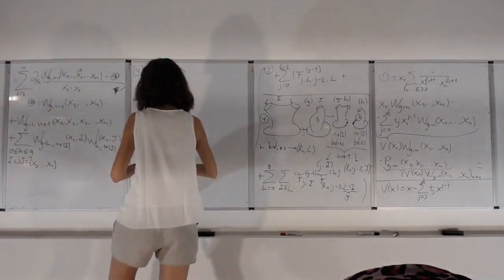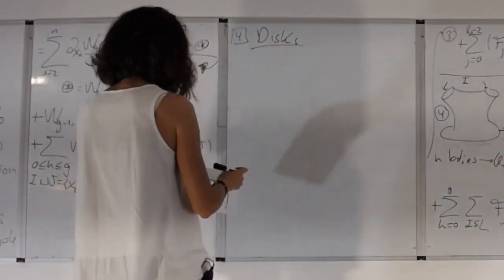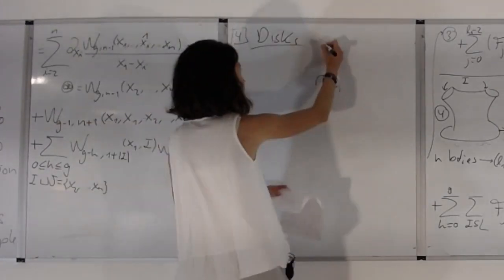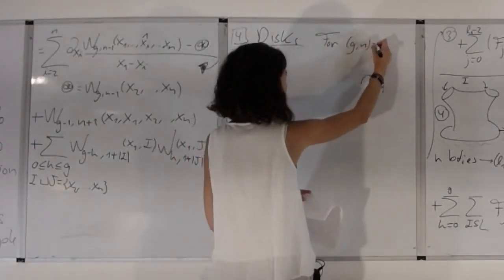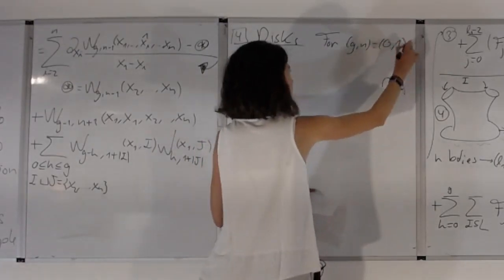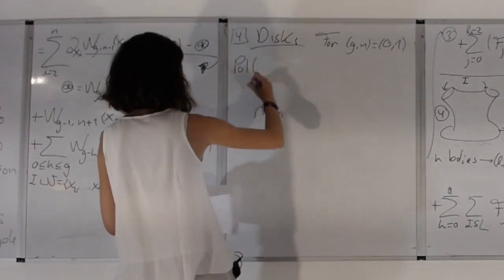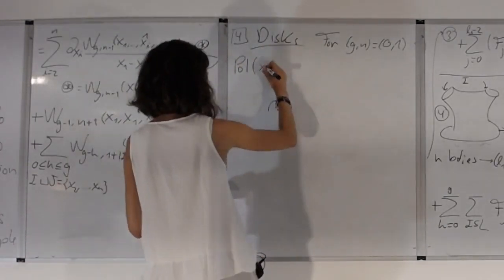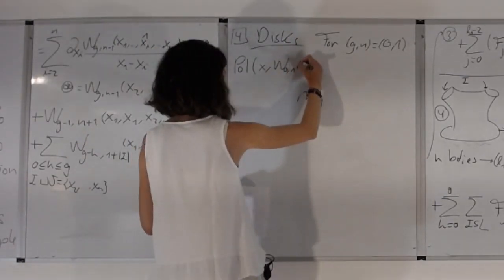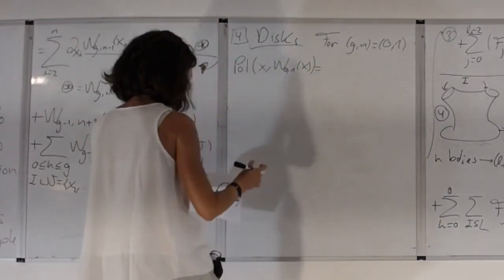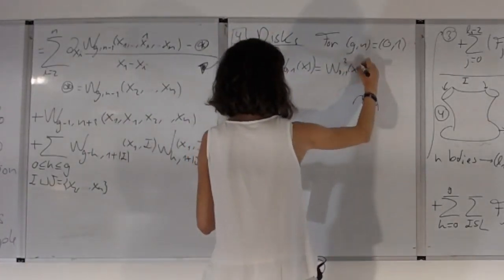So now we do disks. We just write our topological recursion for the case Gn equal to 0, 1, sorry. And we find the following thing. We find that there is a polynomial relation between x and W01 of x. So this will just give us the spectral curve.